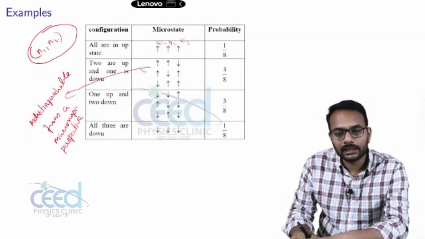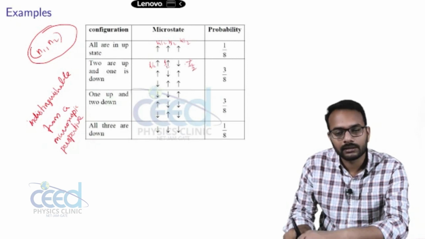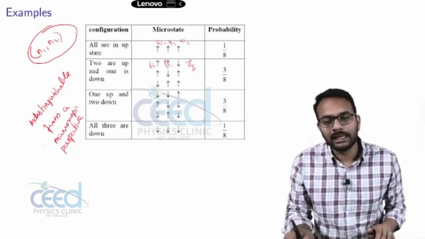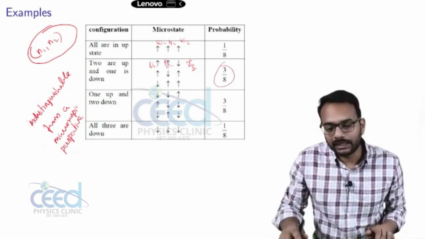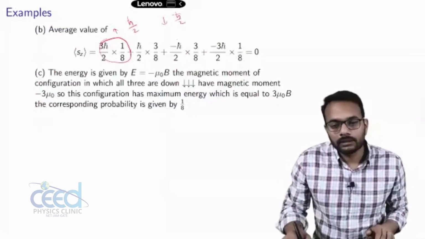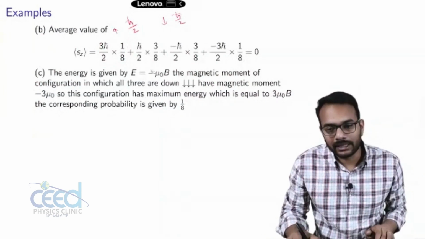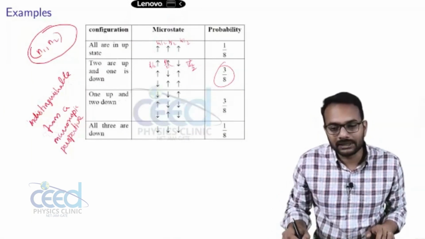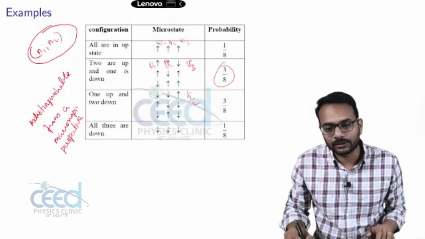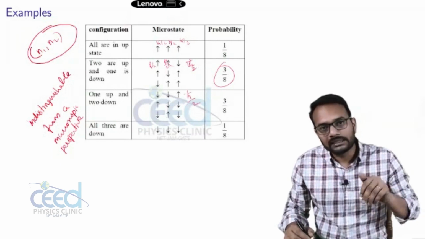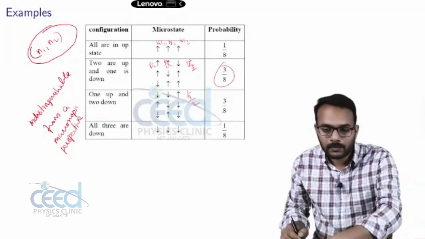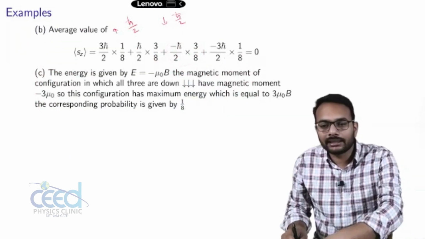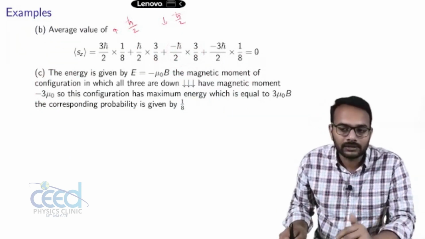In this case, it's h cross by 2, h cross by 2, and minus h cross by 2 for the down spin. So it's simply h cross by 2, with probability 3 by 8. And again, you have minus h cross by 2 with probability 3 by 8, because corresponding to this configuration two spins are pointing downwards. And then minus 3h cross by 2 with probability 1 by 8. So the average value is 0.